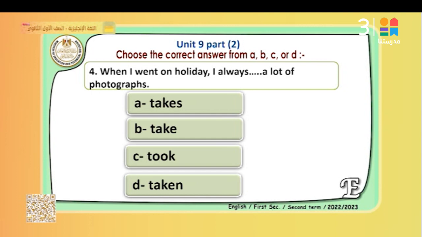Question number 4. When I went on holiday, I always a lot of photographs. Do you remember we said that we use the past simple tense to express a past habit? So here we have the word always. Always expresses a habit, but it is a habit in the past. When I went on holiday, or when I was young, so it's a habit in the past. So we use the past simple. So we say, when I went on holiday, I always took a lot of photographs.